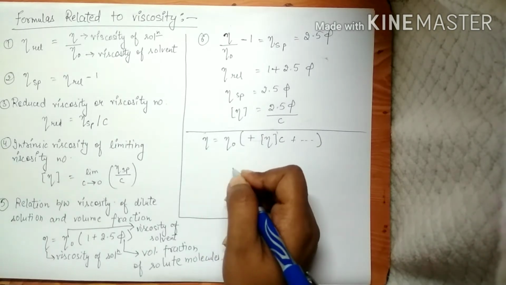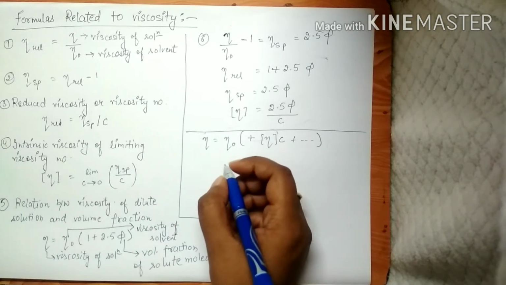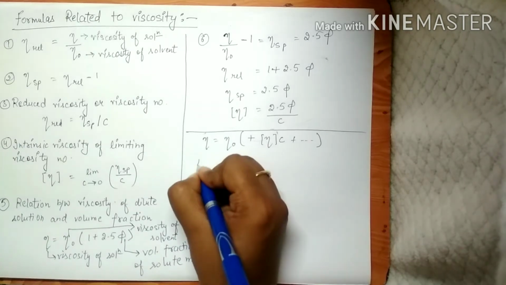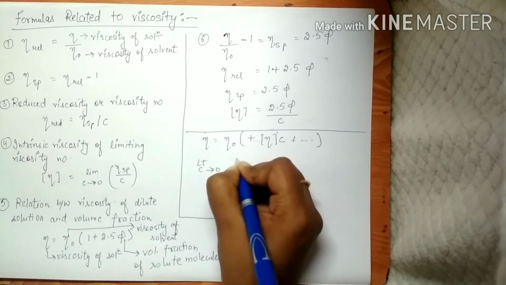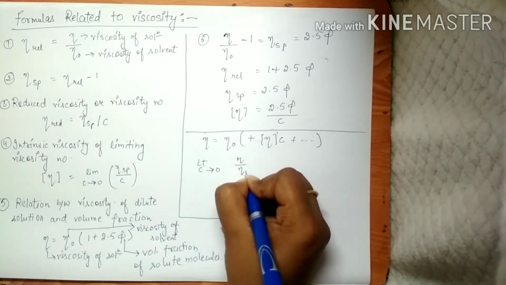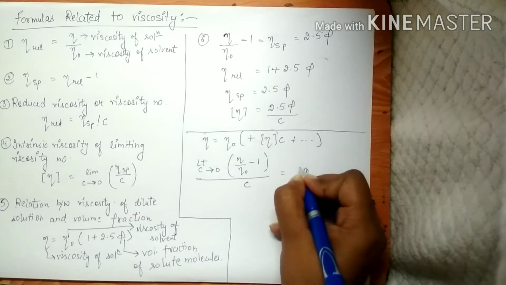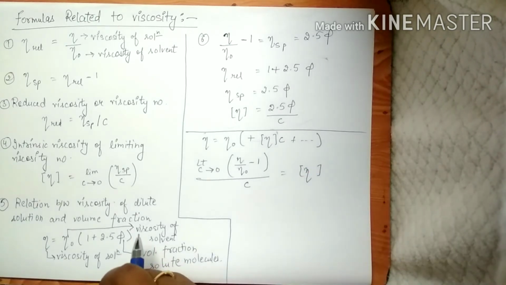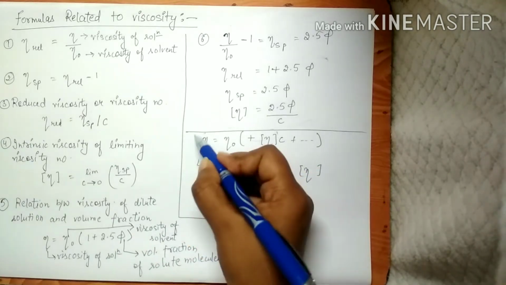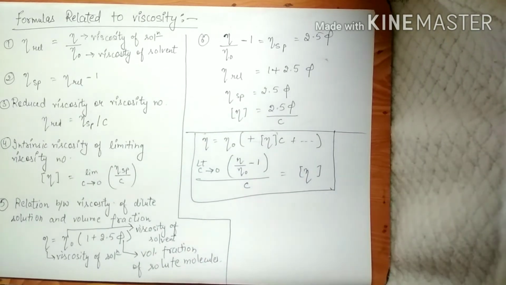So from here we also get a formula, that is limit c tends to 0, eta by eta naught minus 1 whole upon c is equal to intrinsic viscosity. Okay, so these are the two formulas which you have to memorize for viscometry. Now we are going to study a very important equation, that is the Mark-Houwink equation. Okay, so this is going to form the basis for your viscometry. So now we'll study about that.